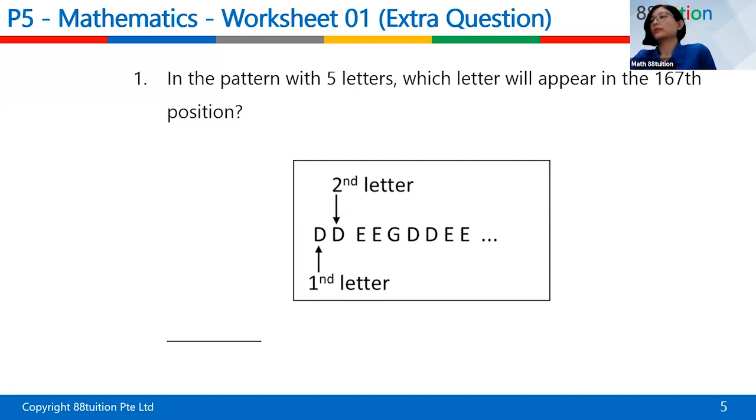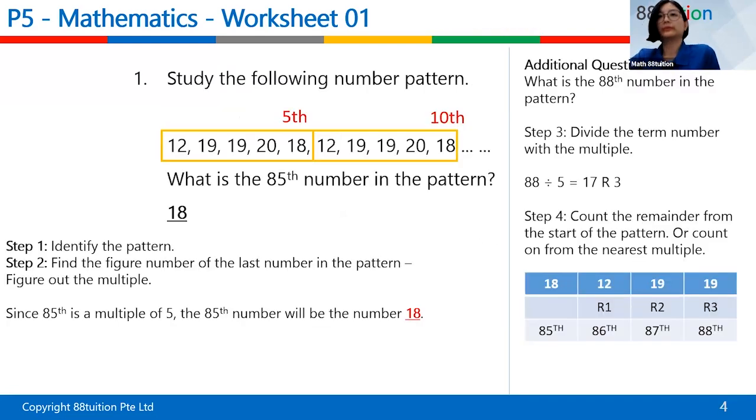Remember the steps? First, identify the pattern. Then figure out what's the multiples. Then we divide to find the remainder. Then we count from there.